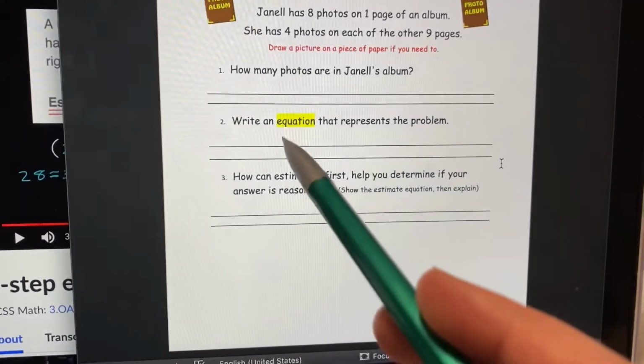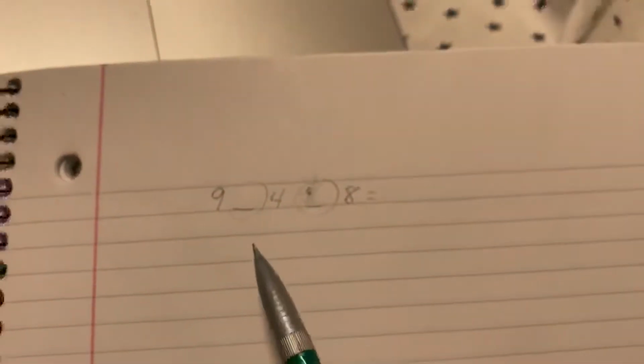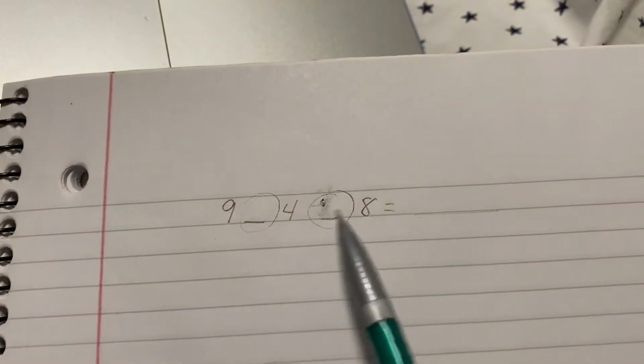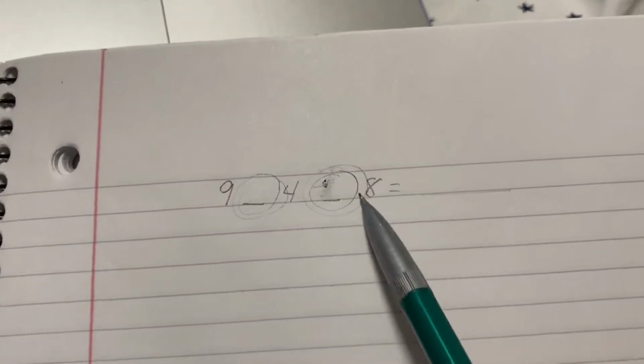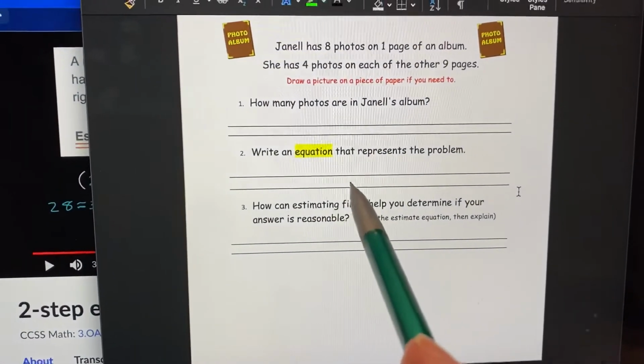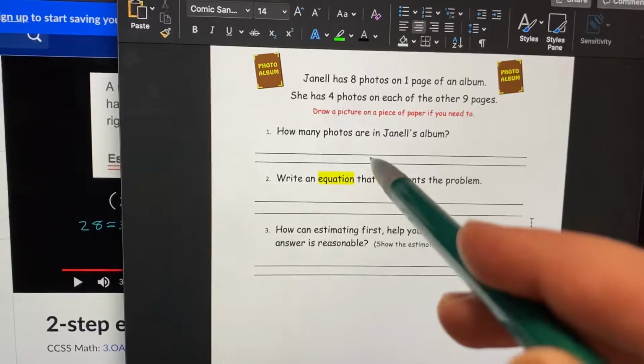Then it's going to ask you, what is the equation I just gave you? This is the 9, the 4, the 8. Now it's your turn to figure out what symbols belong in the middle here. You guys have to figure that out. And then you write that in here, okay? That's you guys finding the exact answer.